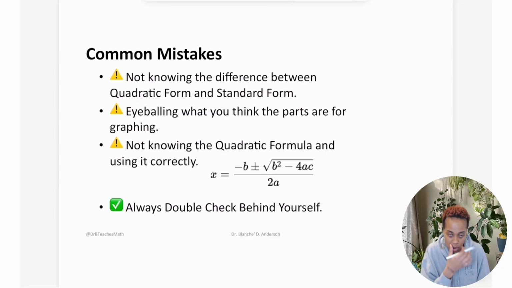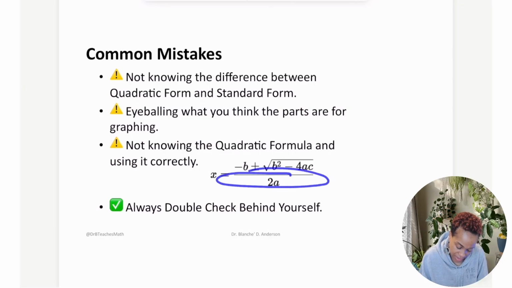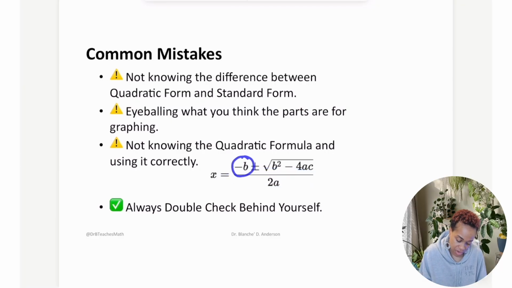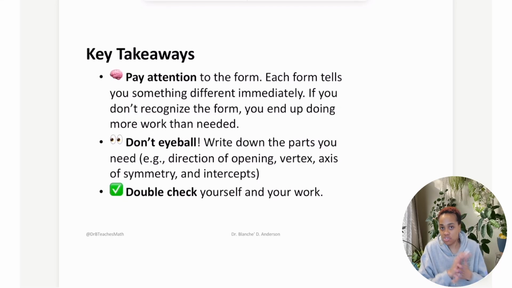And then not knowing the quadratic formula and how to use it correctly. Remember, everything is divided by 2a, and the b has a minus in front of it. Okay, so just follow step by step, and then double check behind yourself to make sure you get it right. Pay attention to each form, because the form, again, is going to tell you immediately, can you just pull the vertex and the axis of symmetry and up or down, or do you have to do the quadratic formula to find your x-intercepts and y-intercepts? So make sure you understand the form. Don't eyeball. Write everything down, write everything down, write everything down. Trust me, because it'll help it stick in your brain.